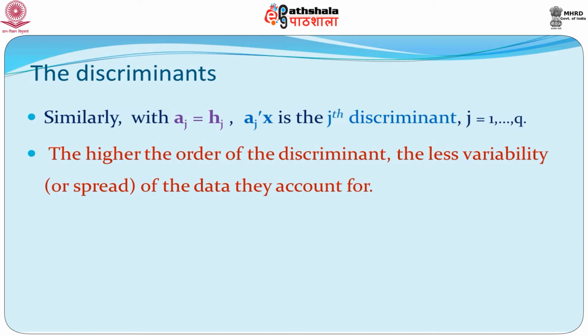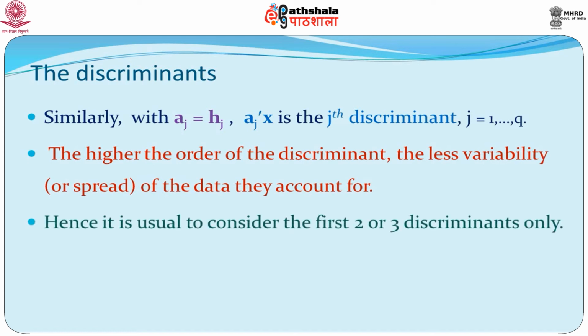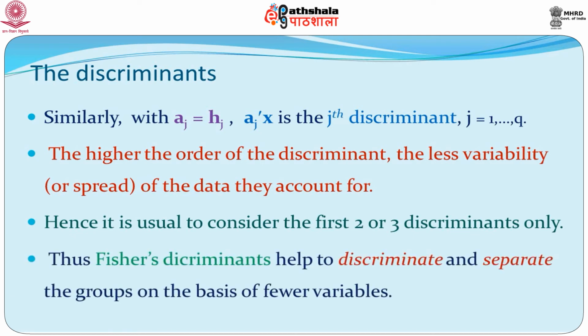So, what we do is, it is usual that we consider the first 2 or 3 discriminants only, because they account for most of the variability in the data. So, what do the Fisher discriminants do? They help us to discriminate and separate between the groups on the basis of fewer variables.